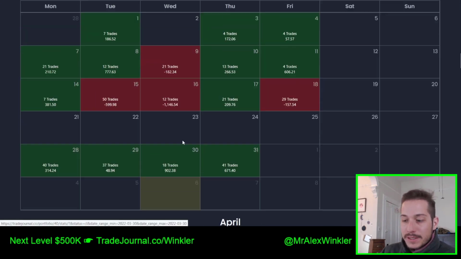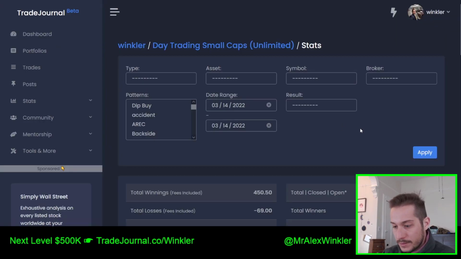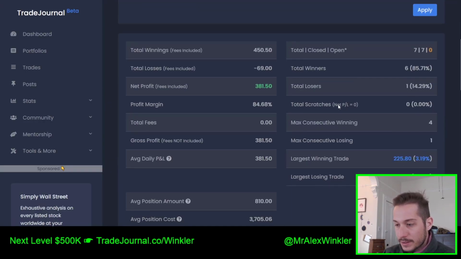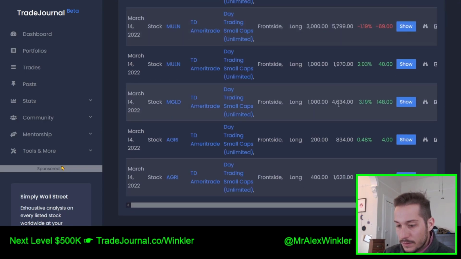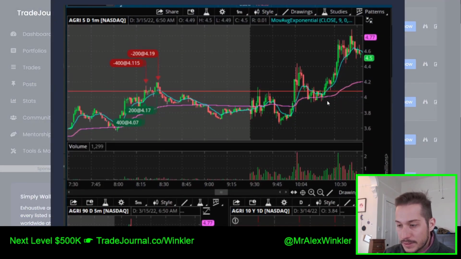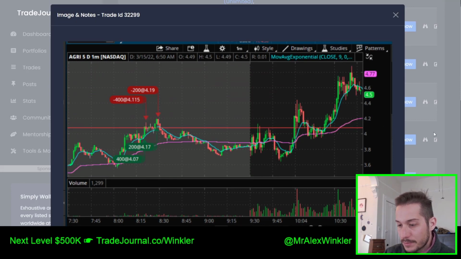And then we got 2 weeks left. Let's start here with Monday. What do we got? So Monday, I was up 380. That's not too bad. 7 trades. Let's see. Starting with AGRI, we see this ticker again. This is kind of nasty looking. Even the 5 minutes, like really choppy front side. So it's not the most exciting ticker.